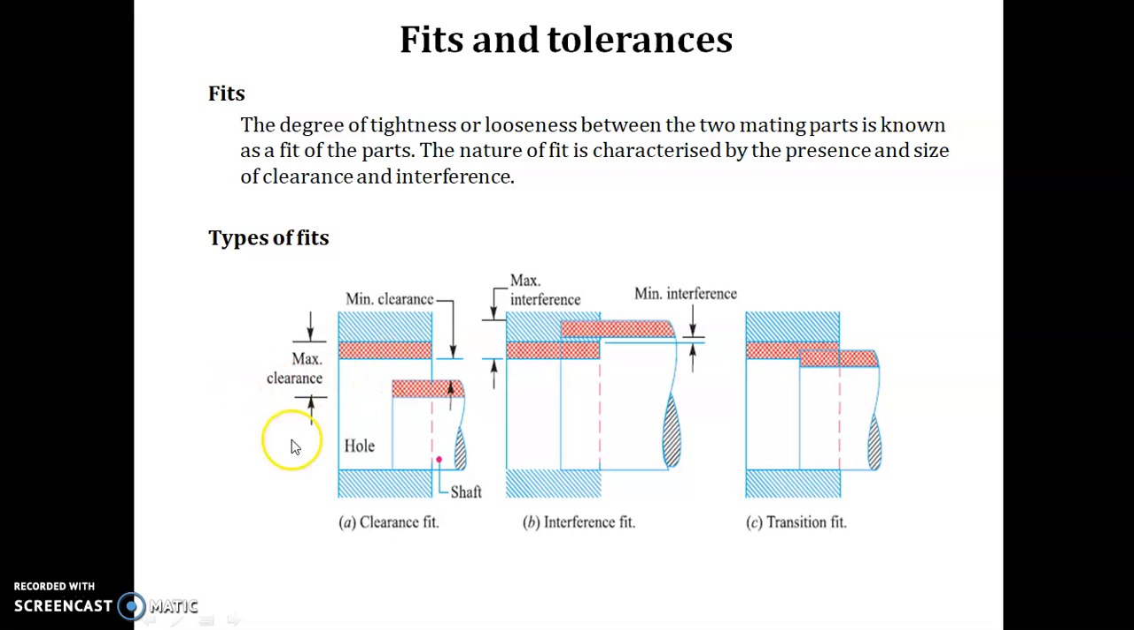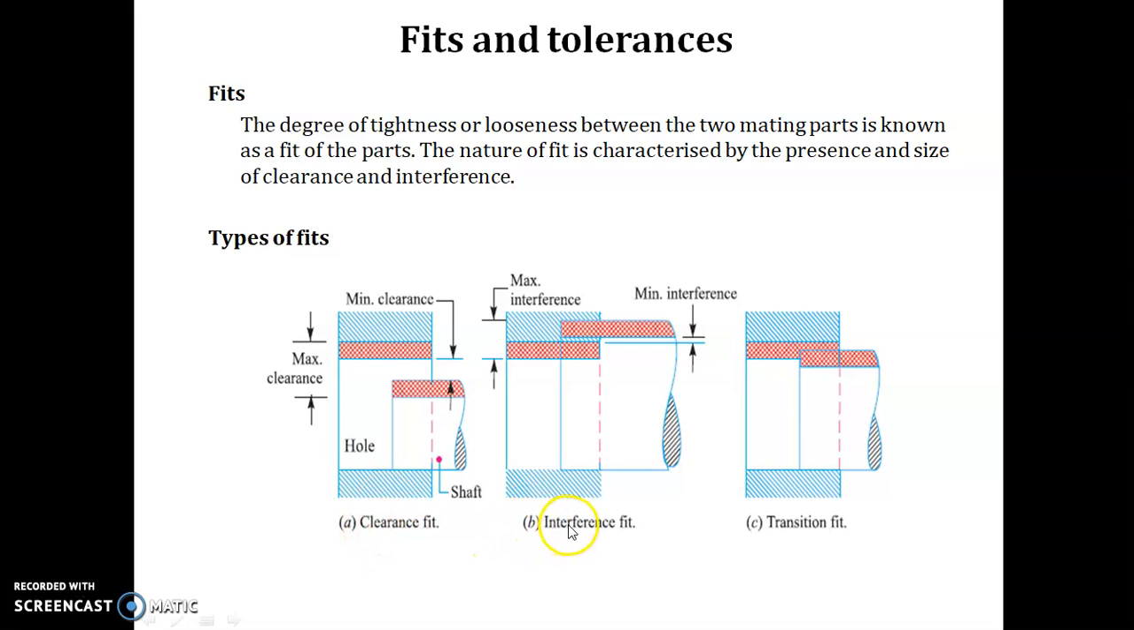If you are making 1000 holes and 1000 shafts, all the shafts and all the holes will not have exactly the same basic size of 40. So they may have some tolerance. So this is a minimum clearance and this is a maximum clearance. Maximum clearance is the maximum of hole minus the minimum of shaft. So this is called clearance fit.